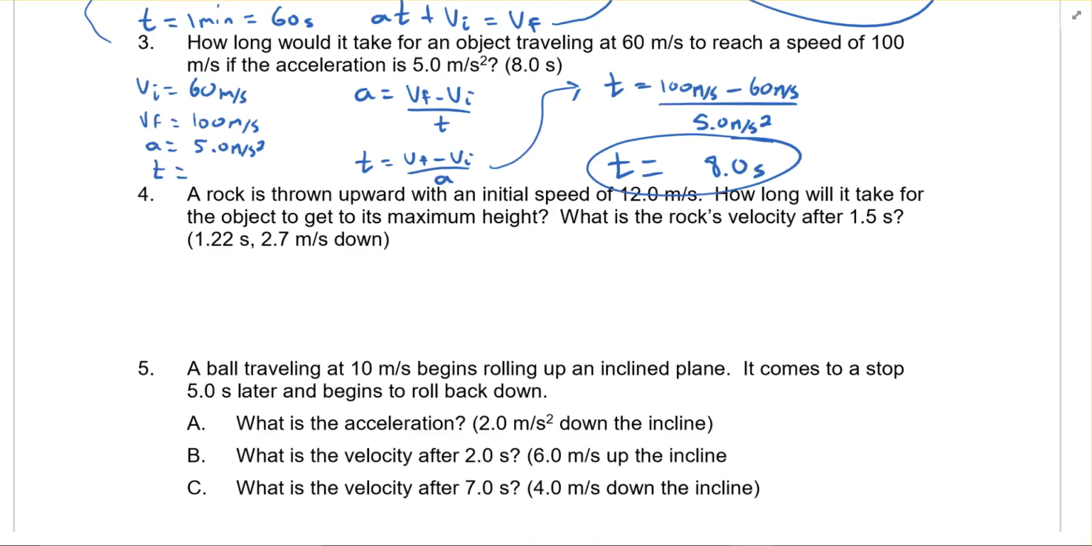Okay, there's your answer there. Just notice too that if I would have got a negative answer for my time, that'd probably be a big hint that you got these two numbers backwards. You got your VF or your VI mixed up.